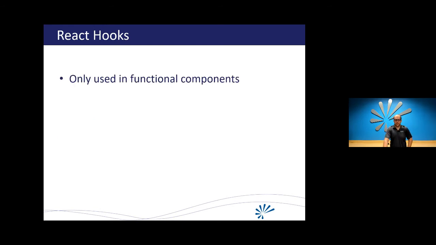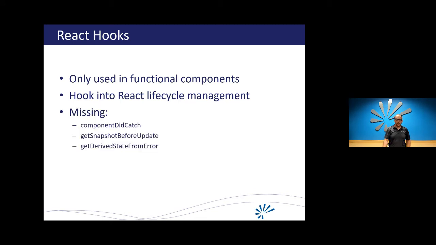So only a couple rules of hooks. You can only use them in functional components. You cannot use them in class components. They hook into the React lifecycle management. The only things that hooks can't do that class components can do is error boundaries with componentDidCatch and getDerivedStateFromError, and getSnapshotBeforeUpdate doesn't have a corresponding hook. But those three lifecycle events were very rarely used, so they felt okay releasing hooks without them.